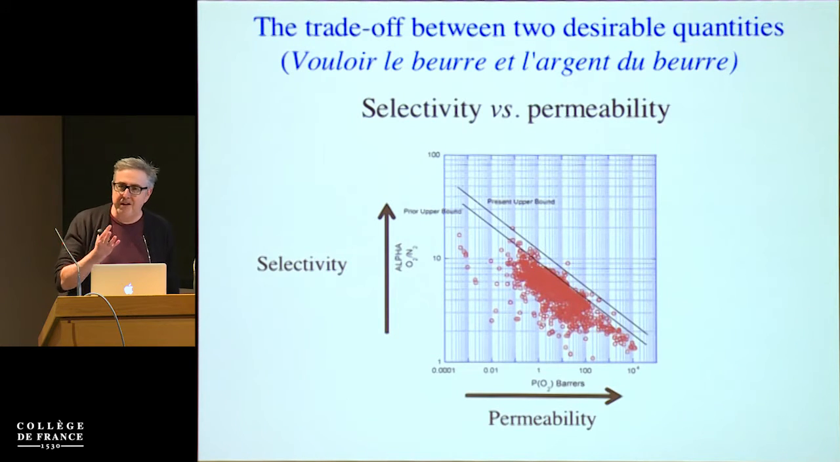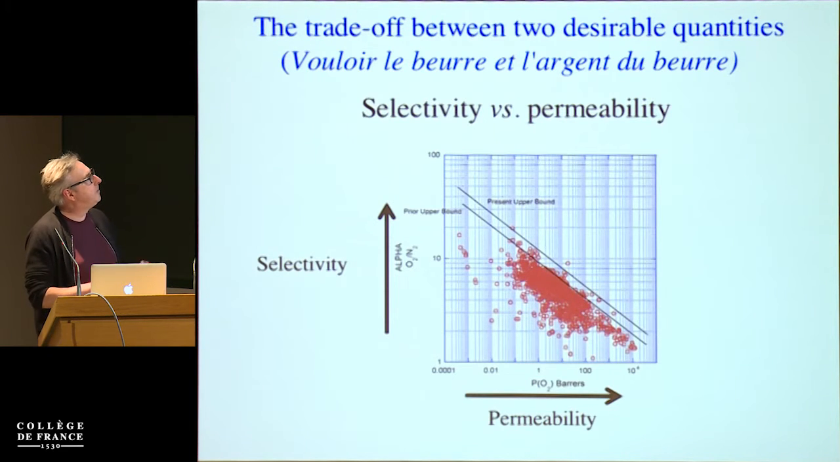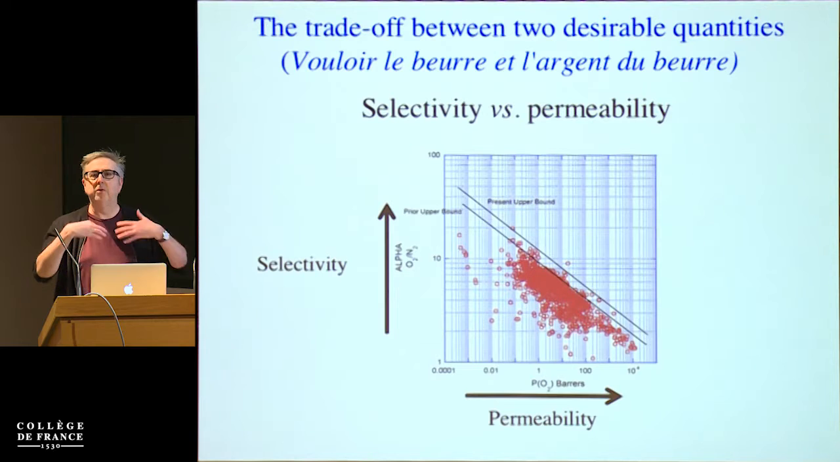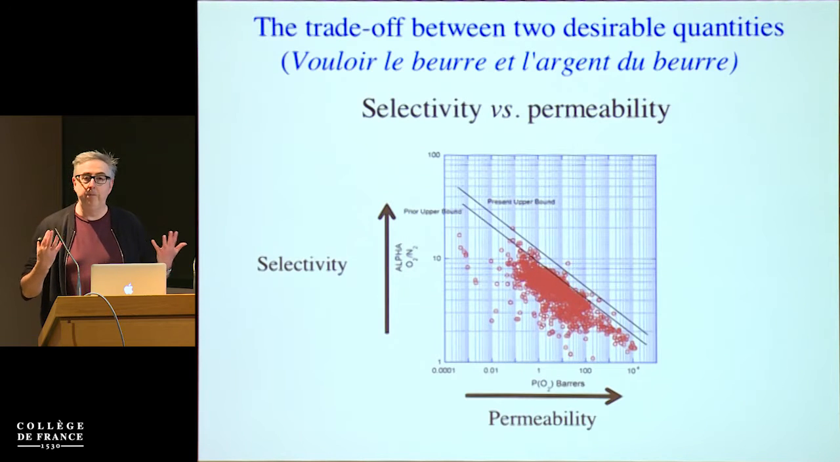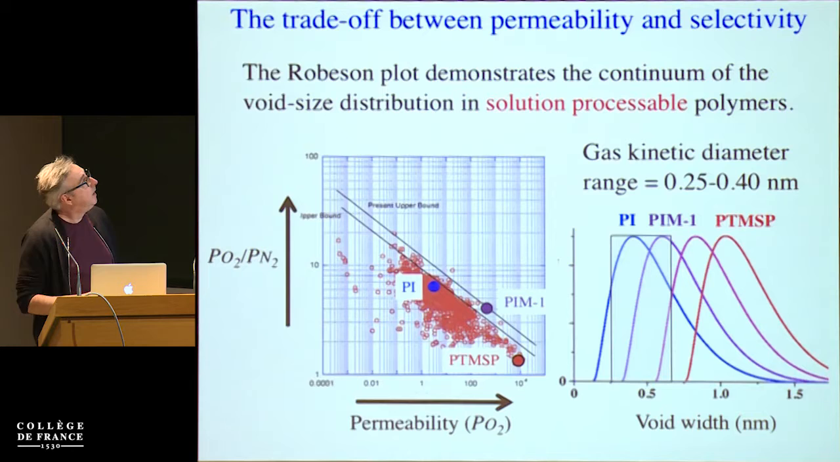In any case, this is a trade-off, so two desirable parameters, in this case selectivity and permeability. You can have a very highly permeable polymer, but almost no selectivity. You can have a very low permeability polymer with very high selectivity, and you can actually put an empirical upper bound on these to get the best case compromise between these two desirable features. And this has been done.